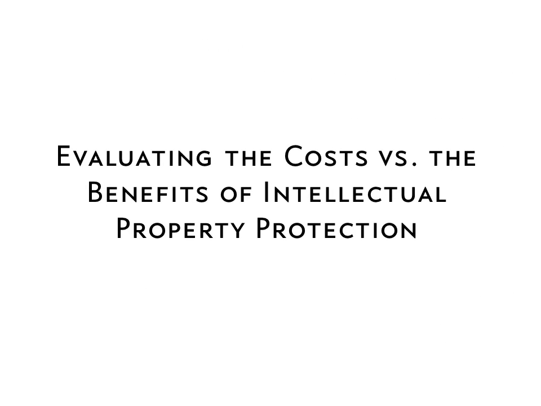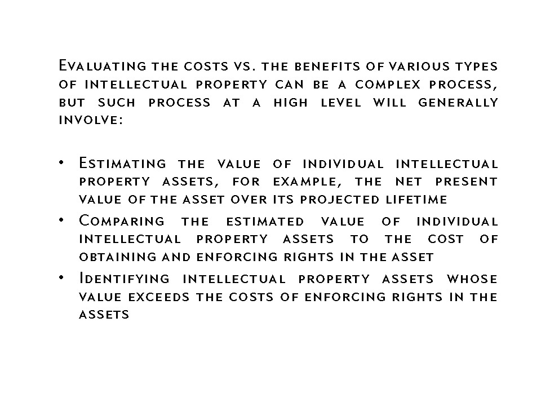Evaluating the costs versus the benefits of intellectual property protection. Evaluating the costs versus the benefits of various types of intellectual property can be a complex process. But such a process at a high level will generally involve estimating the value of individual intellectual property assets, for example, the net present value of the asset over its projected lifetime. Comparing the estimated value of the individual intellectual property assets to the cost of obtaining and enforcing rights in the assets. Then identifying intellectual property assets whose value exceeds the cost of enforcing rights in the assets.